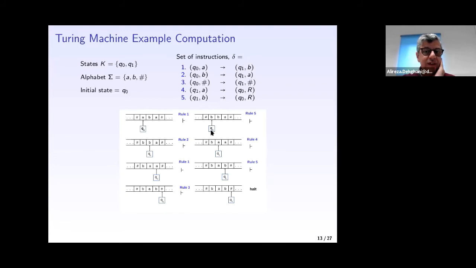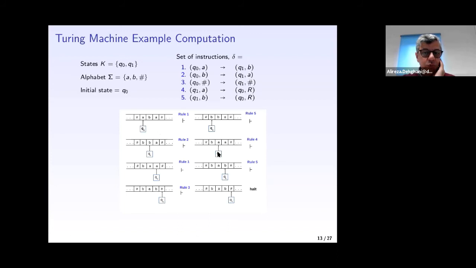So what happened then? I'm in state Q1 and see B. I should go to Q0 and move R. So I change the state to Q0 and move one right, so the head of the machine is on B. I'm again in Q0 and B. What would happen? Q1 and A. So I change to Q1 and write A instead of B.